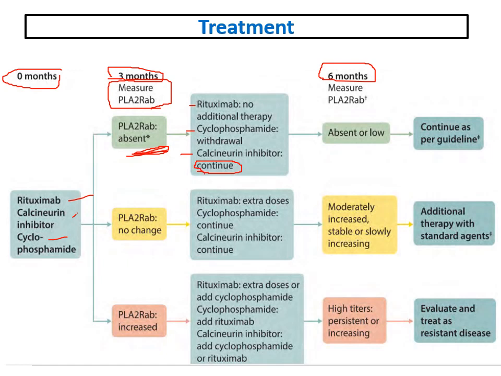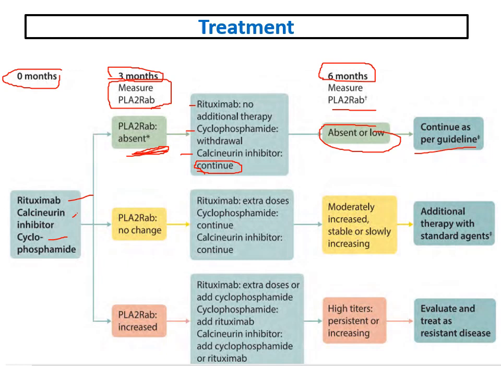As we said, we should continue CNI for at least 12 months. And then after 6 months, we should repeat the assay. If it becomes absent or low, we should continue as we said. If rituximab, no additional therapy. If cyclophosphamide, we withdraw it. If CNI, we should continue to 12 months.